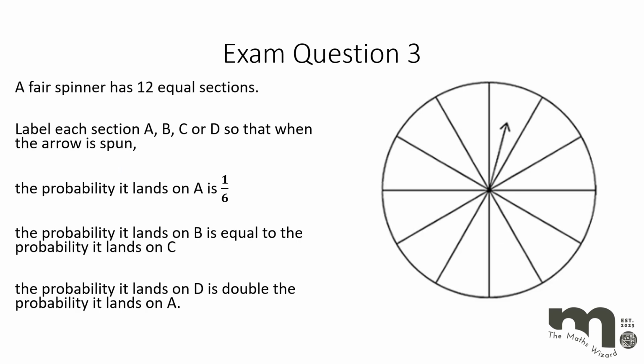Okay, now final question then. So we've got a spinner here that's got 12 equal sections. That word equal is important here. We've got to now label it with A, B, C or D, and we need to meet these criteria. So we've got probability of being A being 1/6. Now B has got to be equal to C, and the probability that it lands on D is double. Think about that word double there, double A.